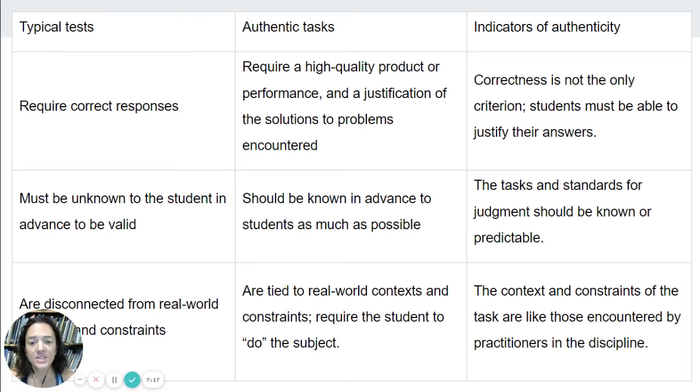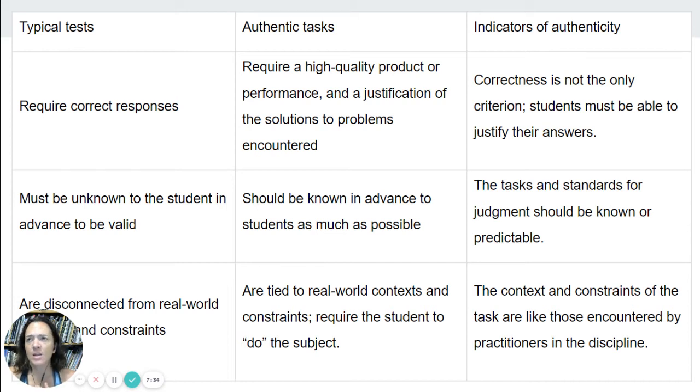So authentic tasks are going to be tied to real world context and constraints. You can see this very easily in something like an engineering course where, okay, let's apply this to an actual situation you could actually encounter and need to solve out in the world. But we can think about this in classic situations all the time.